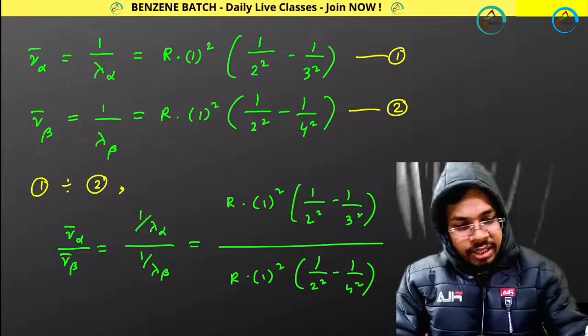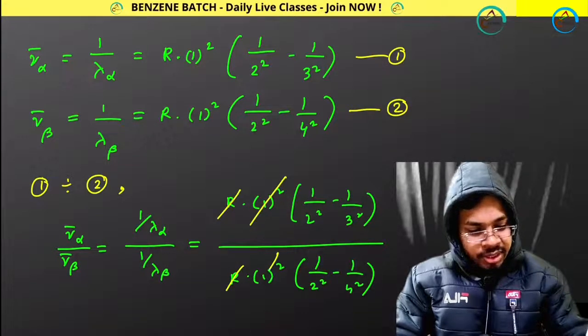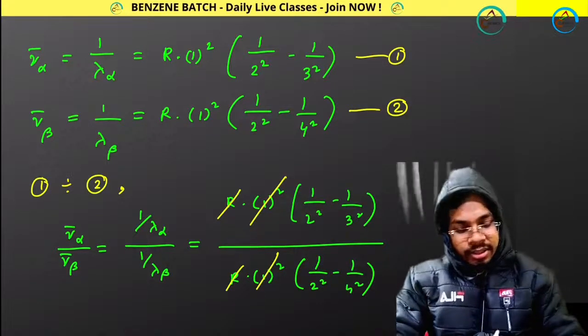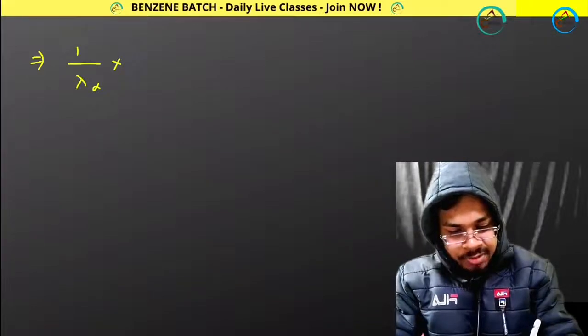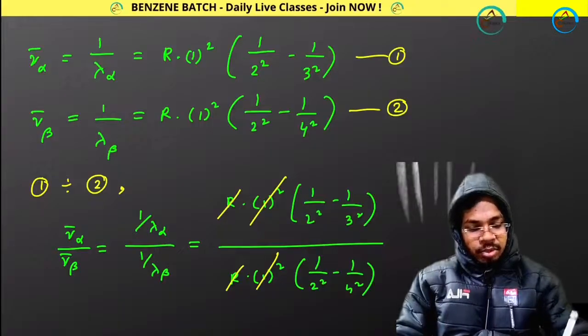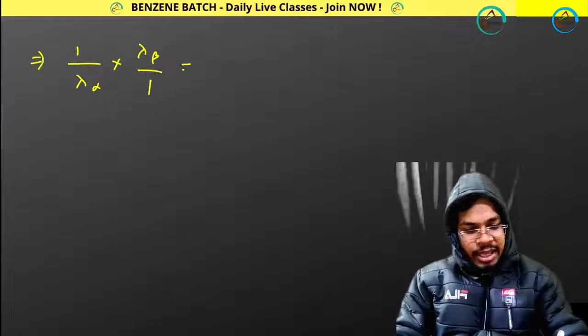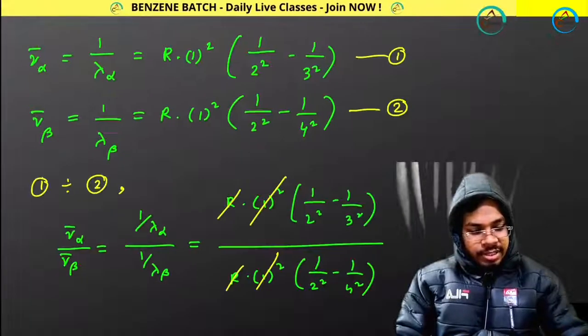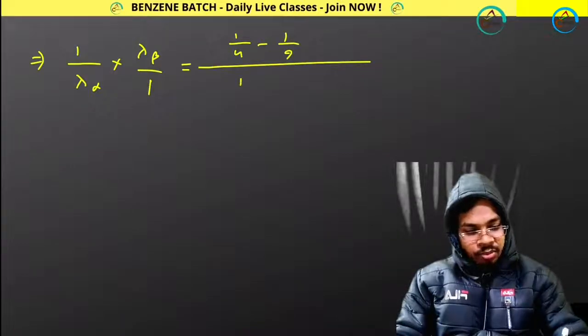Now if we rearrange this part, first of all, these will get cut, this will get cut. Then from here I am writing 1 by lambda alpha multiplied by lambda beta by 1. I can write it this way from this section, and from here it is becoming this. So let me do the LCM first. It's 1 by 4 minus 1 by 9, and 1 by 4 minus 1 by 25.